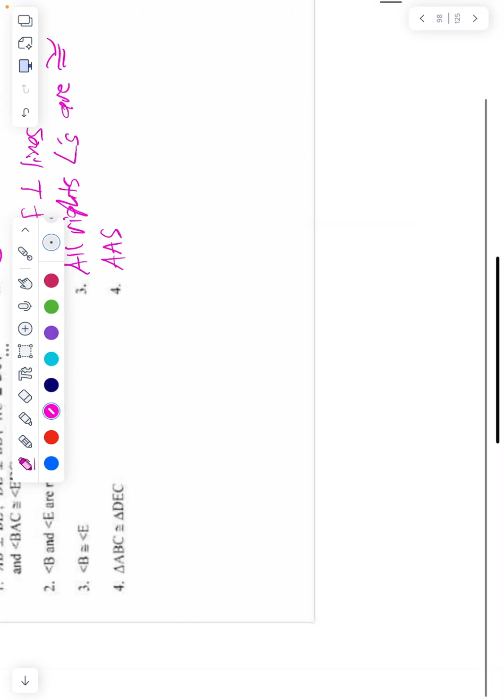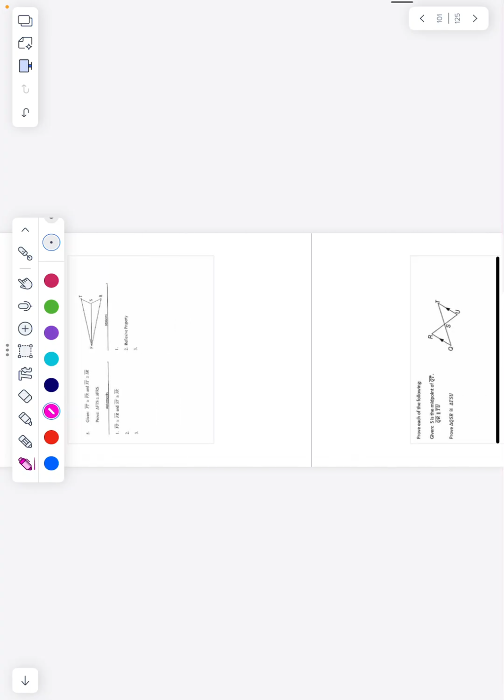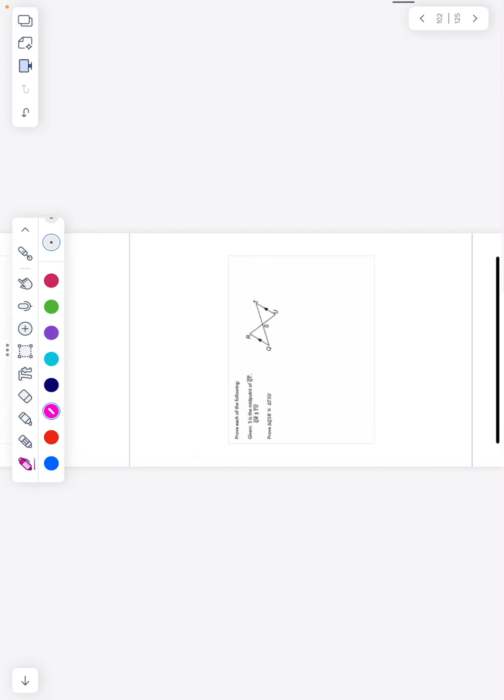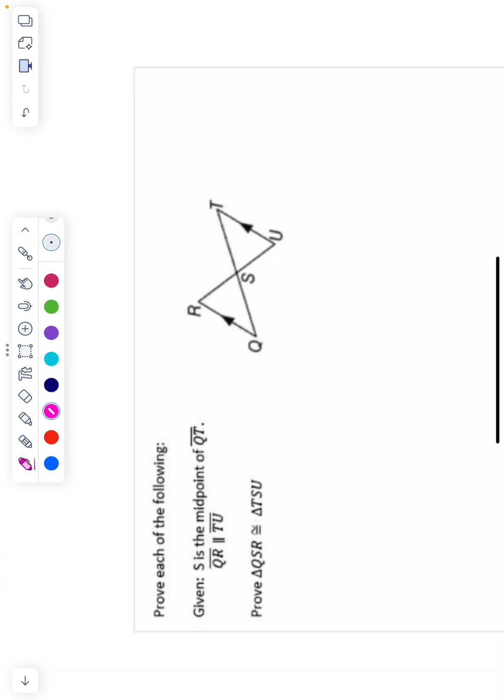Okay, let's see if we can find one that's not partially done. Yeah, let's do this one. I'm going to give you a second to think through your proof, and I'll set it up while you're thinking.